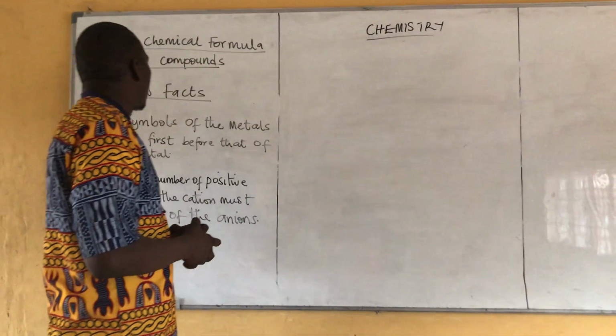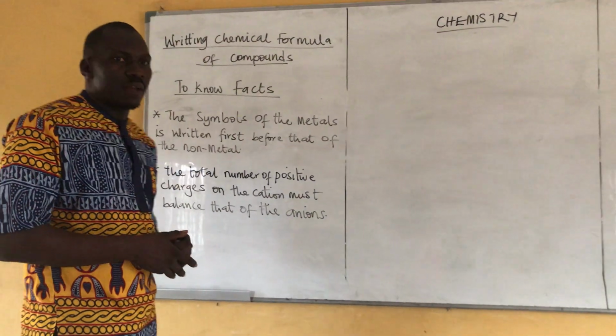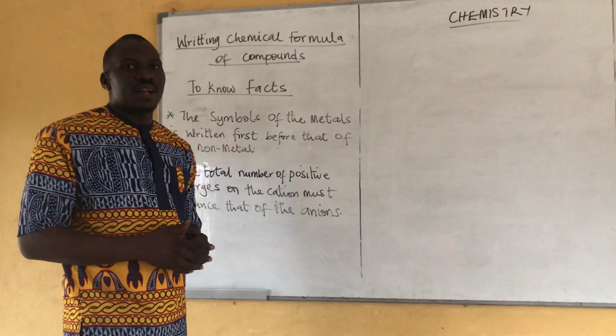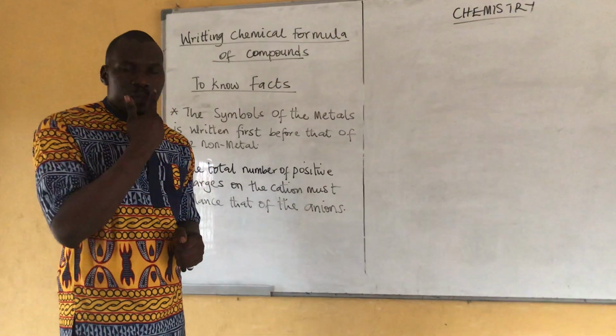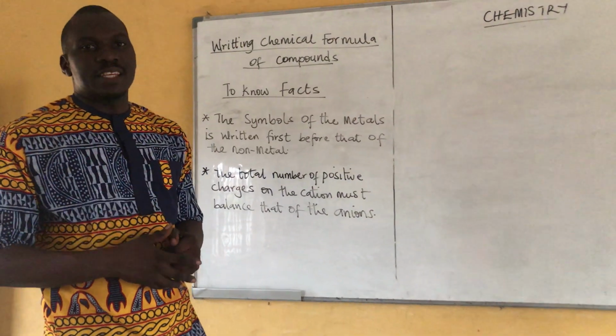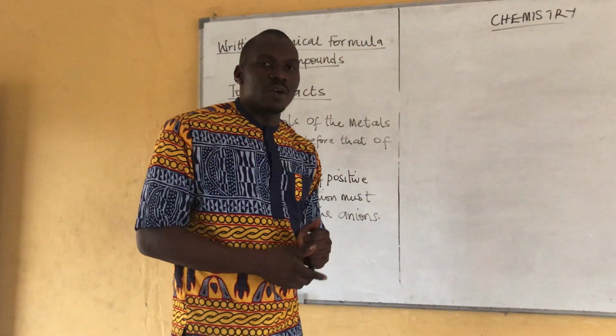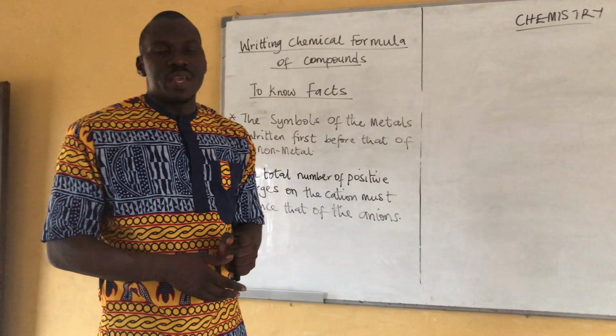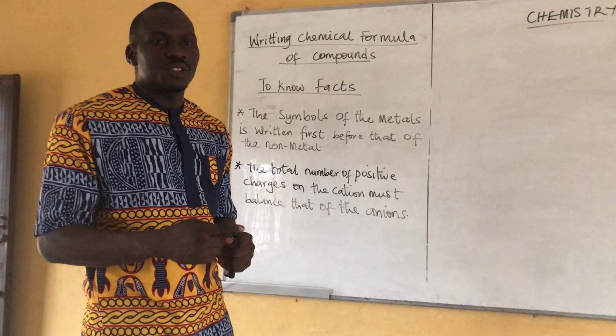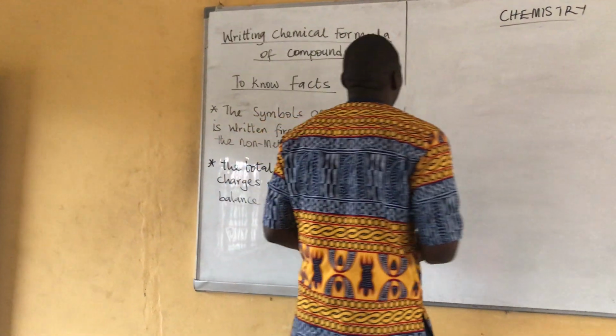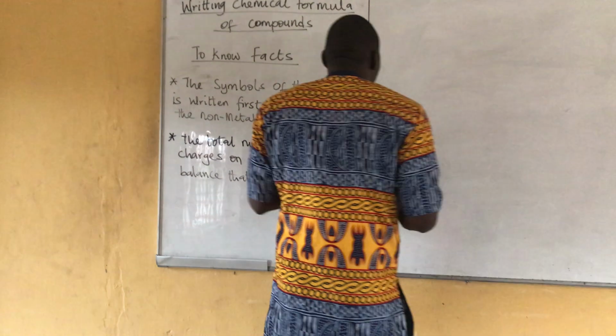How do we write chemical formula? We will also need the knowledge of valency in writing this. You can go back to our video and watch how we get valency. This is going to help you. Now, how do we write chemical formula? Let's see an example.